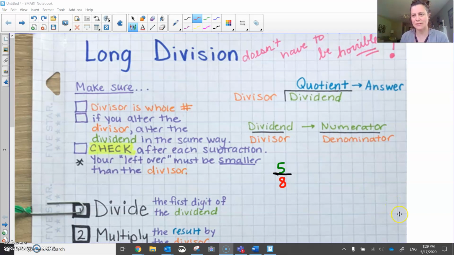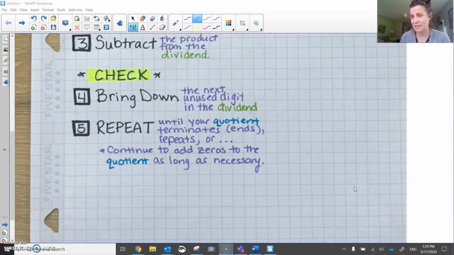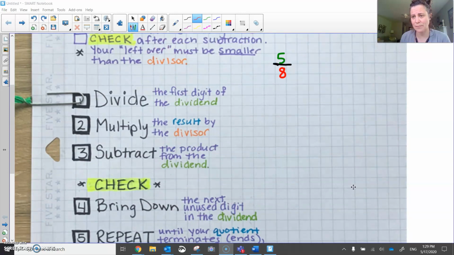Okay, everybody, we're back to doing some division. Don't freak out. I would love it if you're having trouble with this, if you would make yourself a paper that looks a lot like this, or print this one out, and that's fine too. I'll put it in Schoology as an attachment.